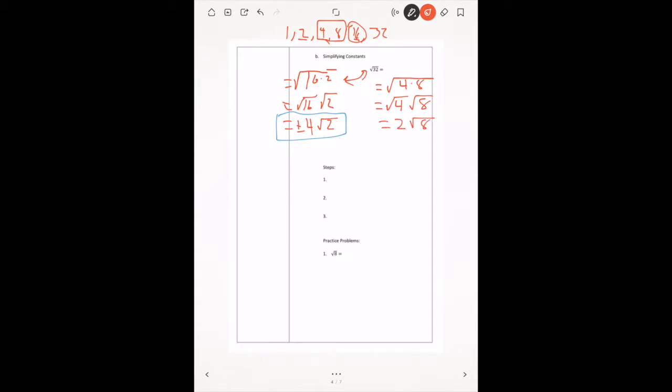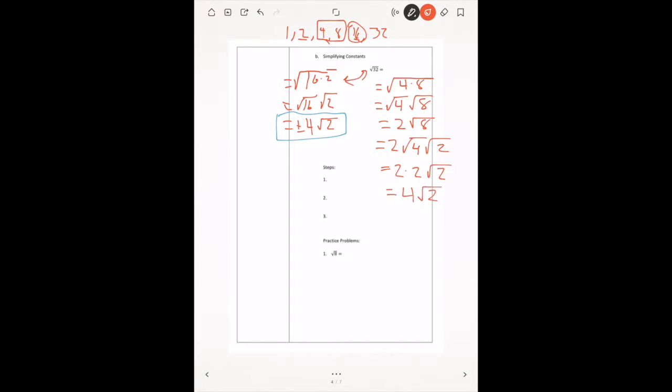That's not the same answer. Well, actually, it kind of is. Because look at 8. Can't I write 8 as the square root of 4 times the square root of 2? I could keep breaking this down. And the square root of 4 is 2. So I end up with 4 root 2. I end up with the same exact thing.